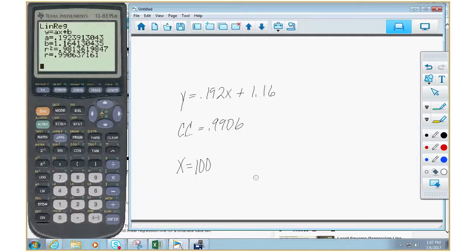Well, you would plug it in. Y is equal, and I love it when students say, plug it in for what? Oh, I don't know. It says x is equal to 100. Maybe you might want to plug it in for x. Yeah. 0.192 times 100 plus 1.16. And what's the rule with multiplying by 100? Move the decimal. Reach for the calculator because you can't do it. Y is equal to 19.2 plus 1.16. $19.20 plus $1.16 is $20 what?